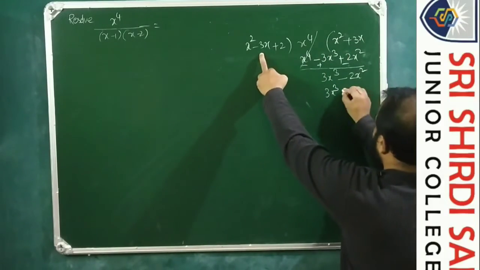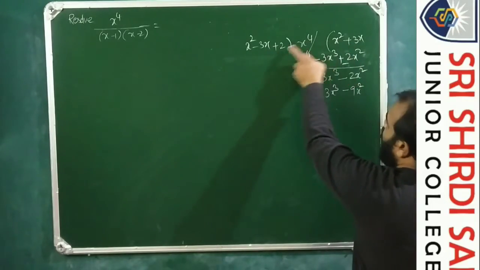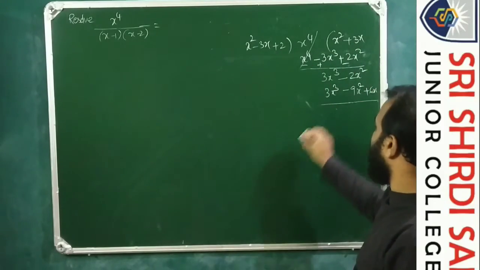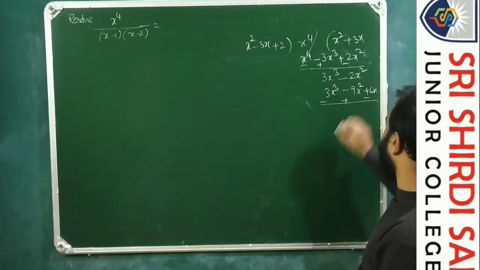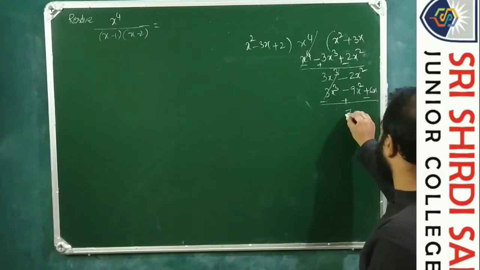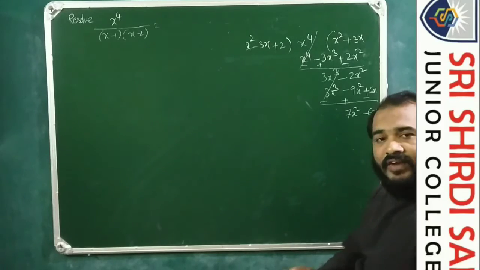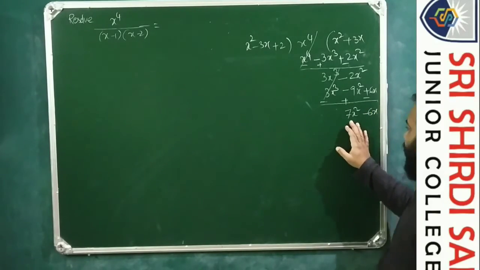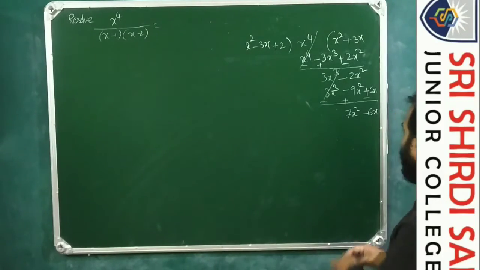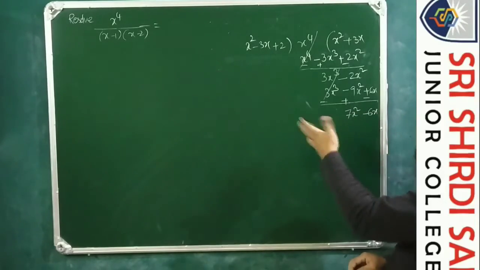Plus into minus is minus. 3x into 3x is 9x square. Plus into plus plus. 3x into 2 is 6x. So minus plus minus, these two get cancelled. 9x square minus 2x square is 7x square minus 6x. So further division is possible because when we compare the degree of remainder and the degree of divisor, both have degree 2. So now further division is possible.